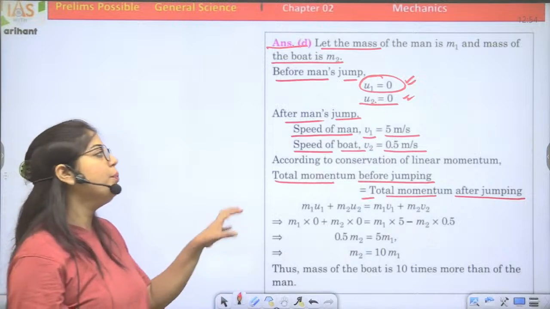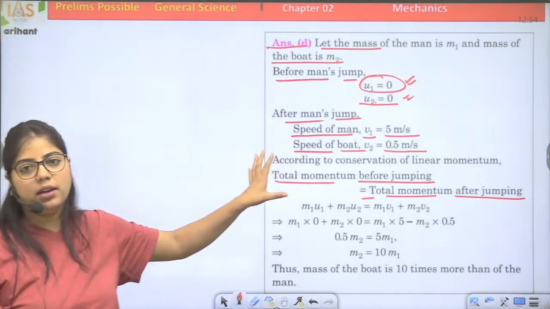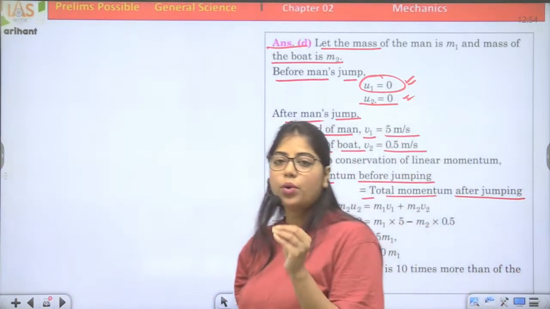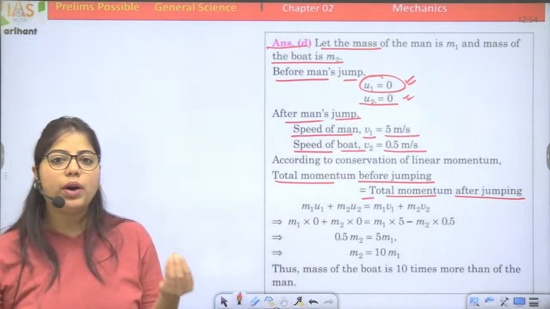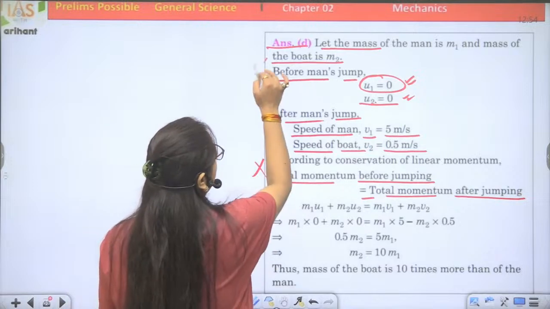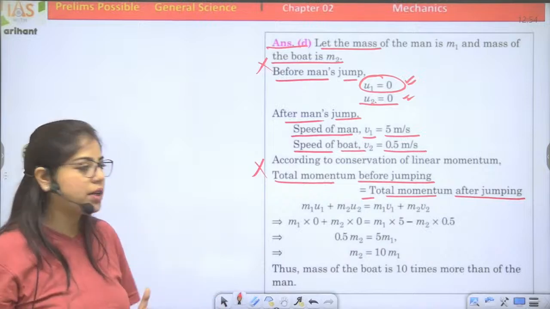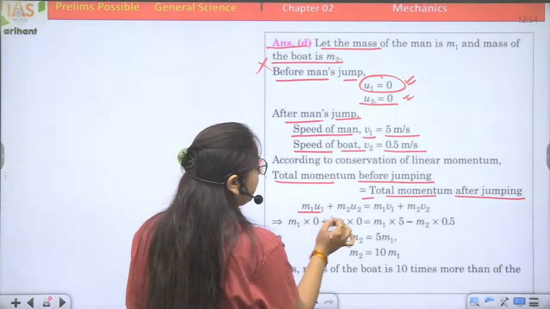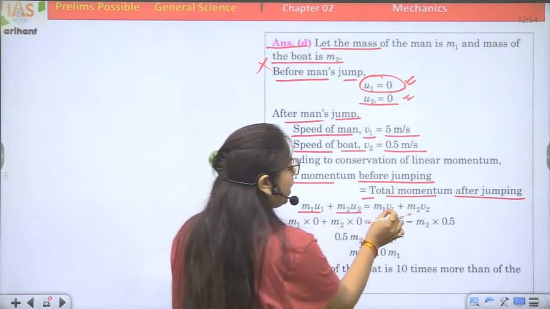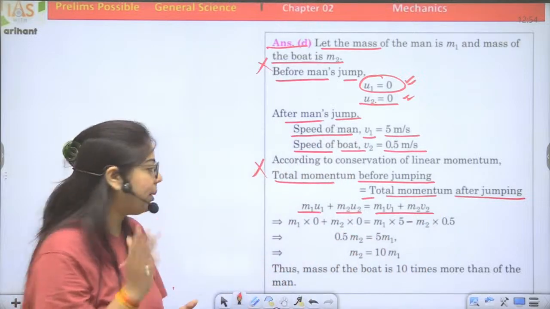If you want to solve this question by writing all these, it is only a waste of time. If you are sitting in the exam hall and you have only 1 or 2 minutes for solving this question, you need not write this type of lines there. You can use the shortest way to solve your numerical. m1 u1 plus m2 u2 is the total momentum before jumping, equal to m1 v1 plus m2 v2, the total momentum after jumping, right?